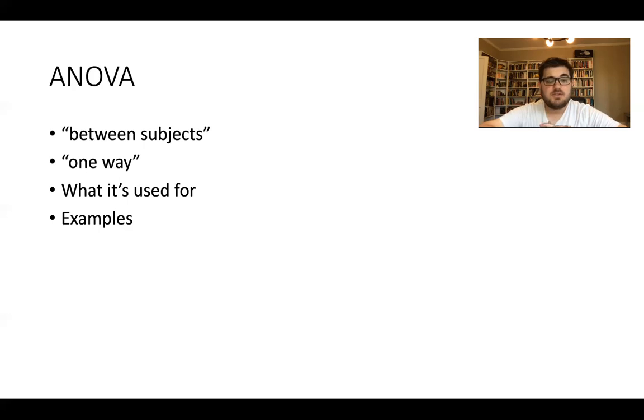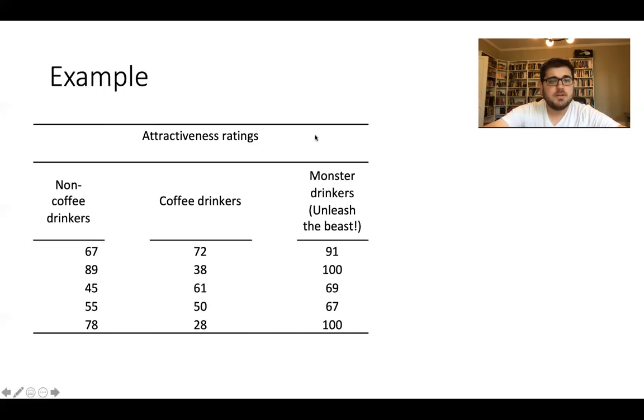Like I said, it's used to test for differences between group means or sample means at different levels of the same factor. And I gave a few examples. So I'll revisit my old example. For the t-test, now the t-test is only used for 2 groups, 2 independent groups. Before we had coffee drinkers and Monster drinkers, Unleash the Beast.